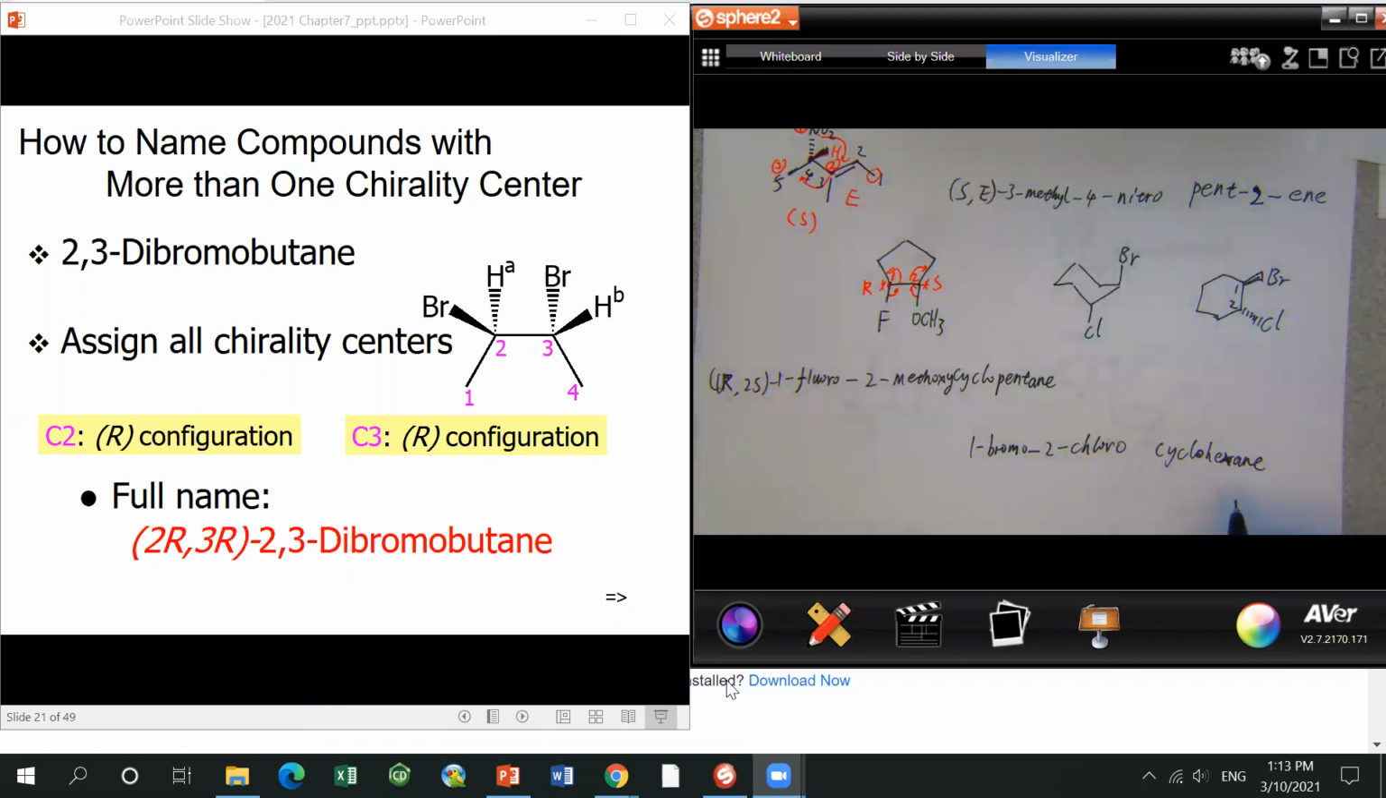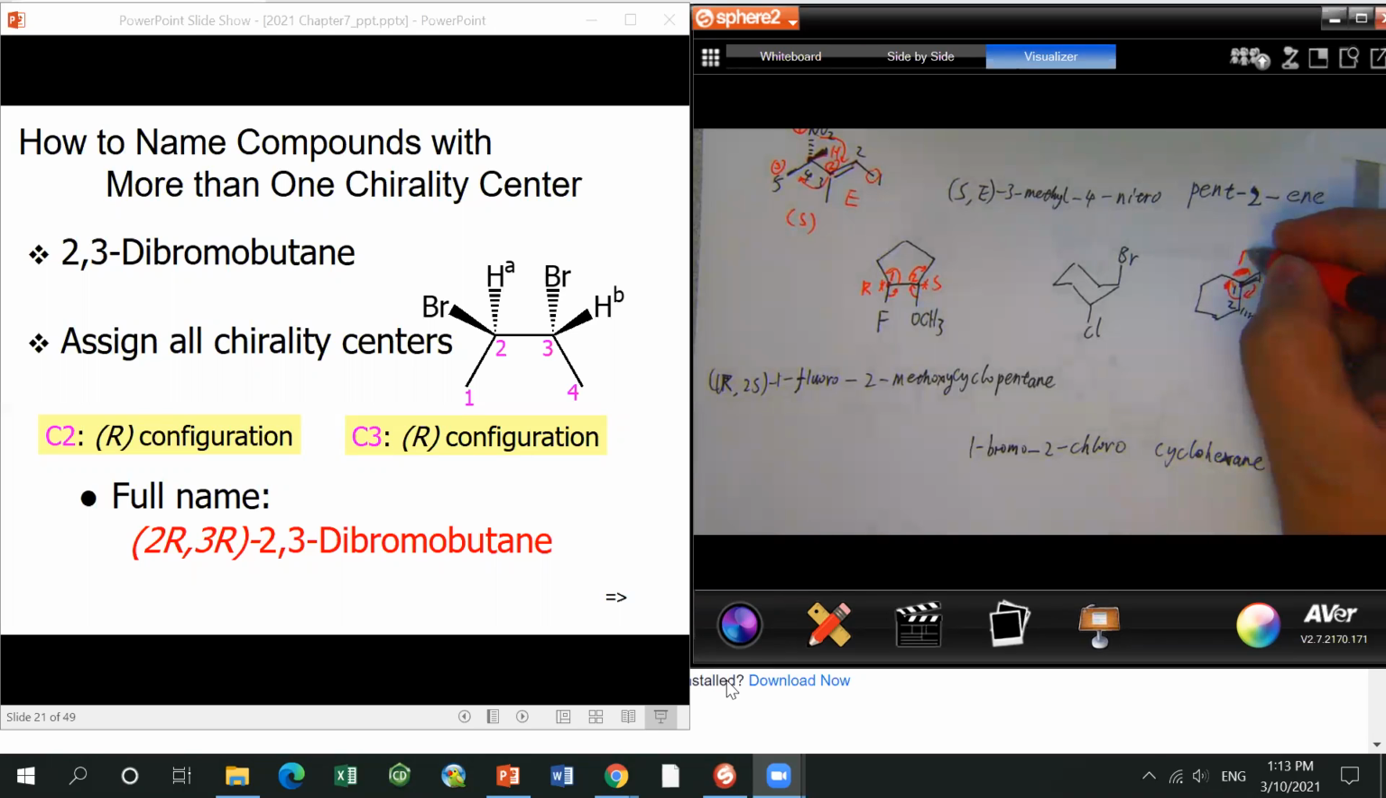In this case we need to give the RS assignment, and that is actually not hard. For the top carbon, the hydrogen points away from you. When you draw the arc 1, 2, 3, it goes clockwise. So the top one should be R.